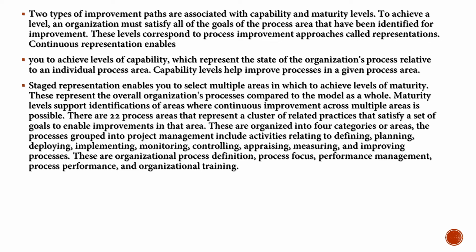Staged representation enables you to select multiple areas in which to achieve levels of maturity. This represents the overall organization's process compared to the model as a whole. Maturity levels support identification of areas where continuous improvement across multiple areas is possible. There are 22 process areas that represent a cluster of related practices that satisfy a set of goals to enable improvements in that area. These are organized into four categories or areas.